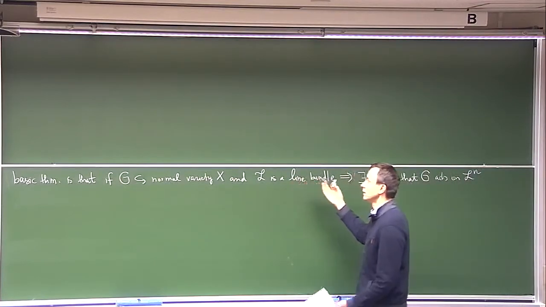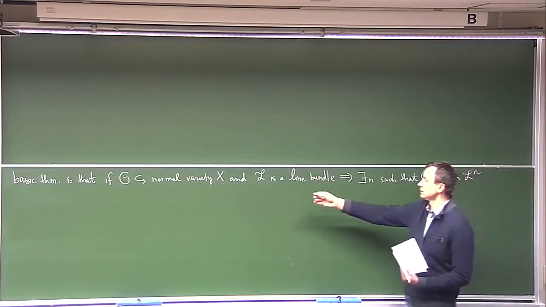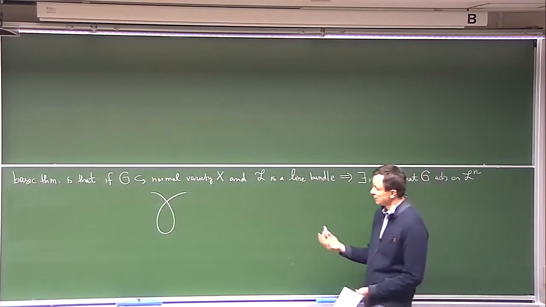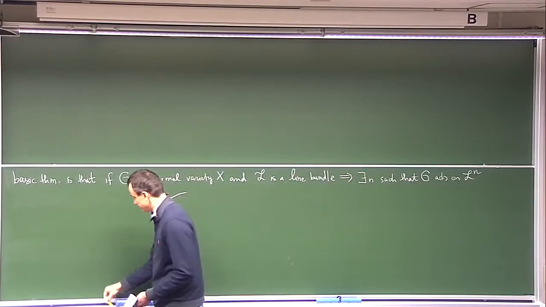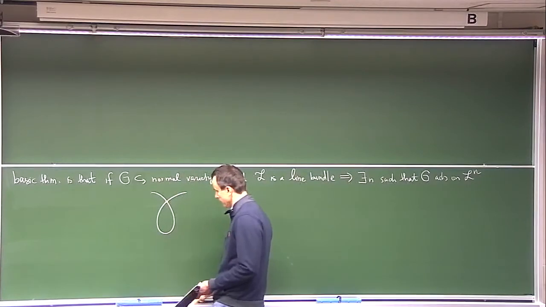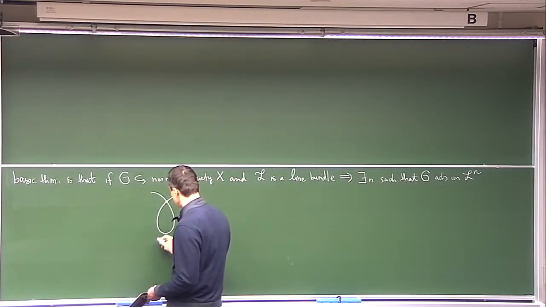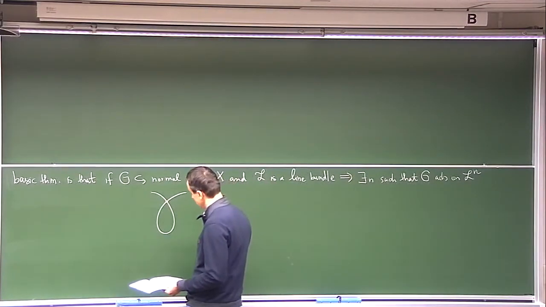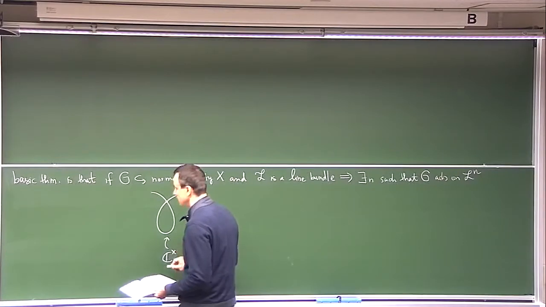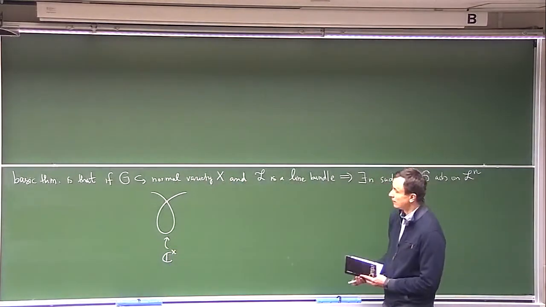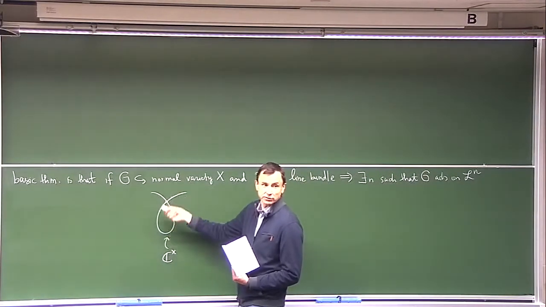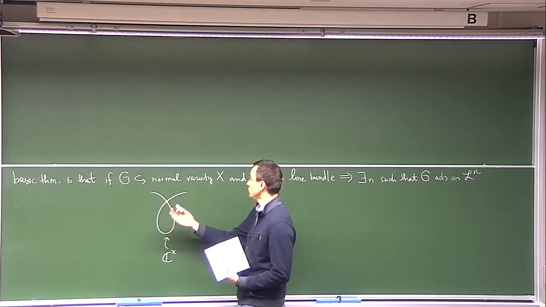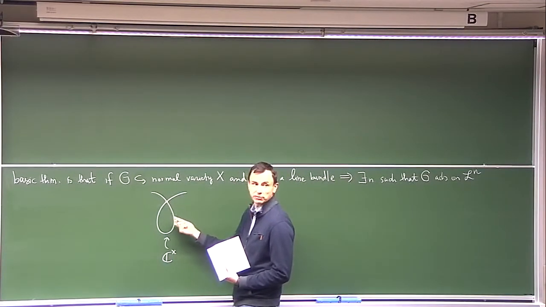And somehow to get a feeling for why it's important to assume normality, for example, if I take the nodal plane cubic, a famous example, this is the same as if I take P1 and glue two points together. The group of non-singular points is C star. And then it acts on itself by the usual group law on the cubic. And there is no bundle of non-zero degree that is preserved by this action.